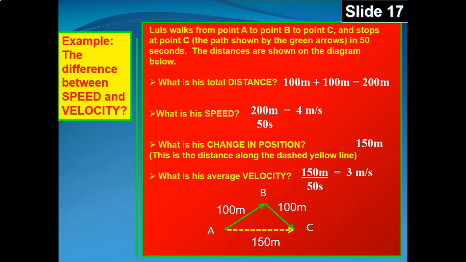They're different numbers. And that's because for speed, you use the actual distance that you traveled, how far he actually walked. And for velocity, you use how far he ended up from where he started. He ended up at point C, he started at point A. That's a change in position of 150 meters.